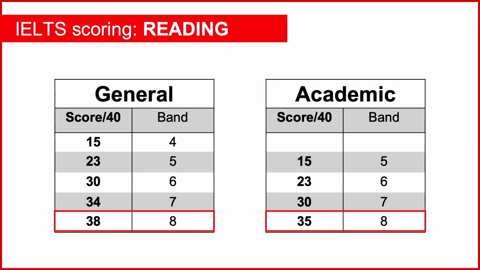And the same goes, of course, for band 8. For general, you need to be right up 38 plus, and for academic, just 35. So whenever you do a listening test or a reading test, you should use these tables to see how close you are to your band goal.